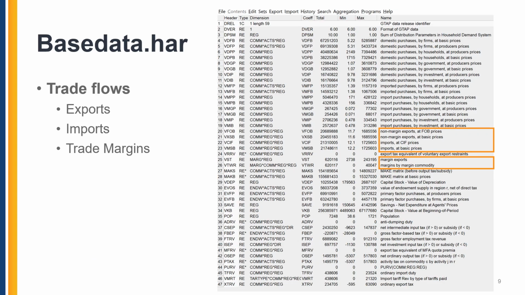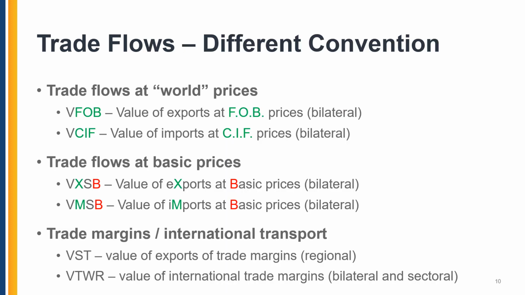Let's now turn to trade flows in the Basedata.har file. These are identified as exports, imports, or margins in the name column. In the case of trade flows, the convention is different. VFOB are exports measured in FOB prices, while VCIF are imports measured in CIF prices. For trade flows at basic prices, VXSB and VMSB are the corresponding exports and imports measured in basic prices.